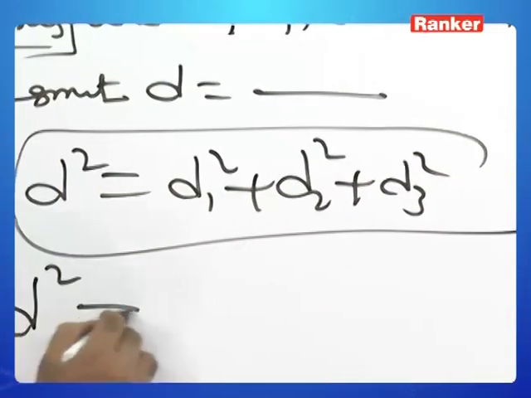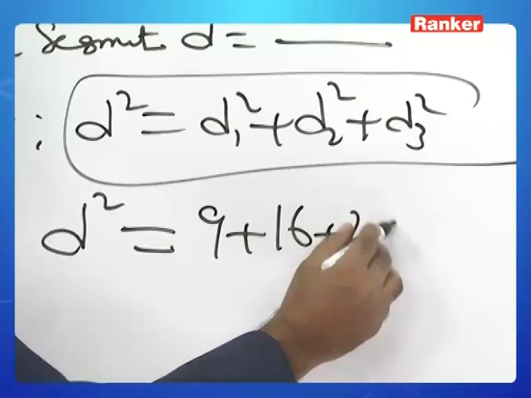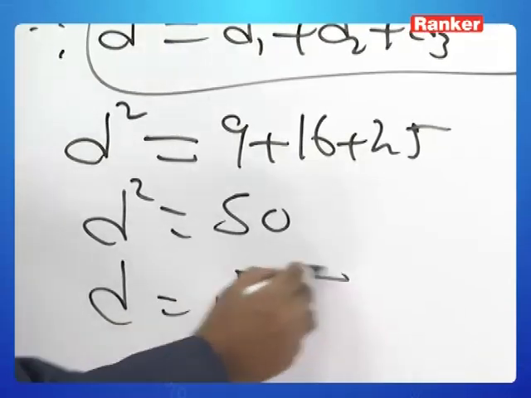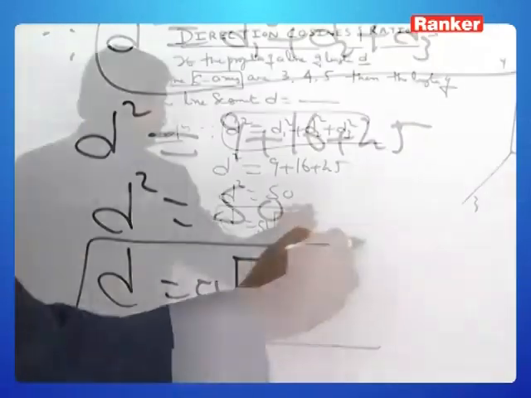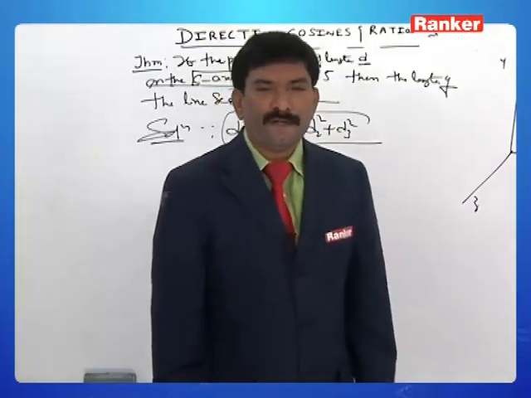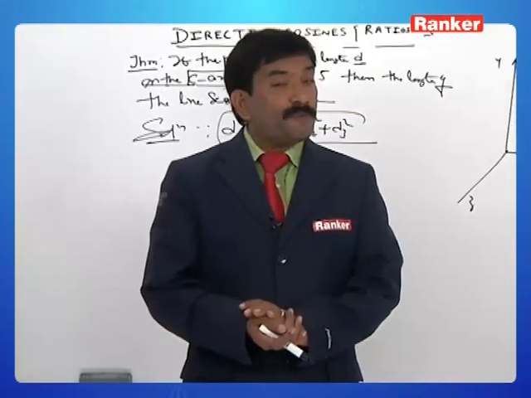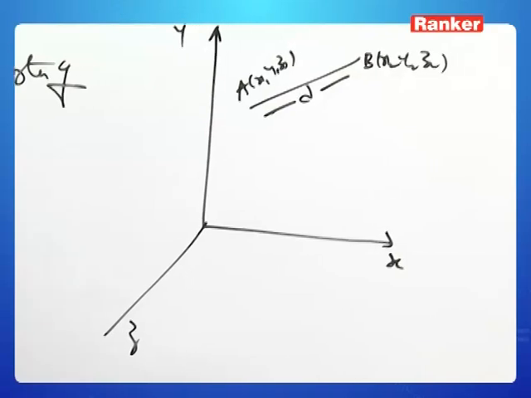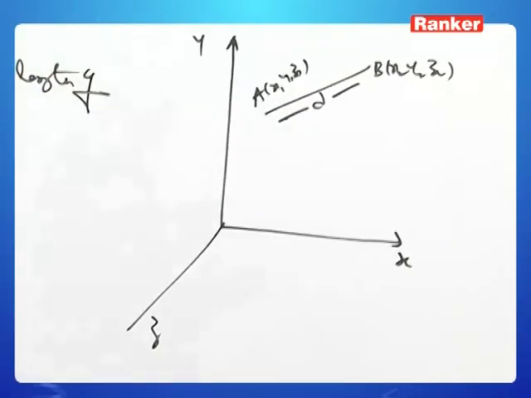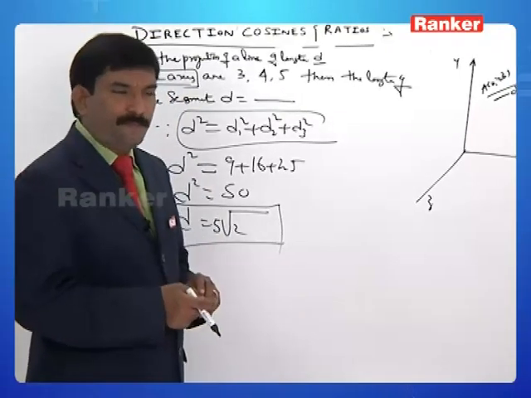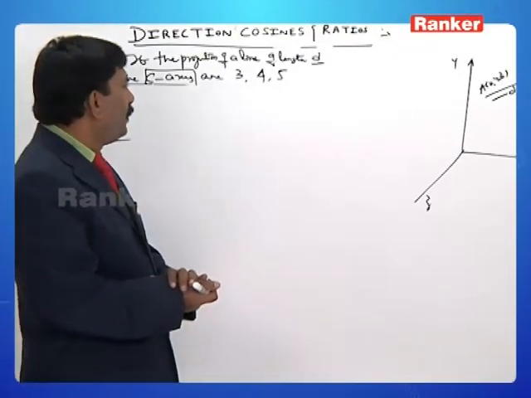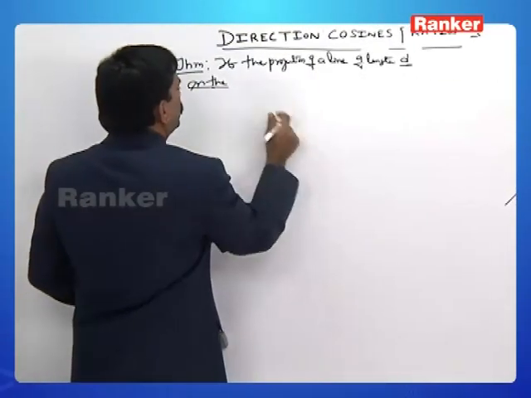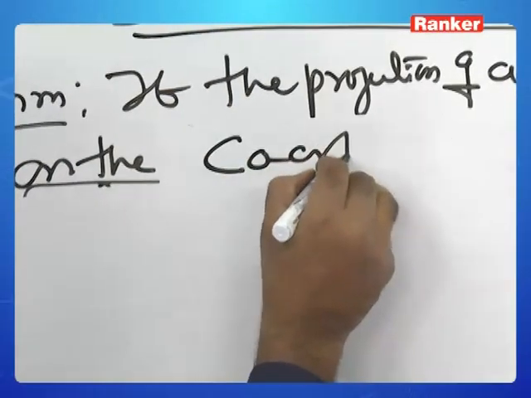Followed? Therefore, d square is equal to 9 plus 16 plus 25. Therefore, d square is equal to 50. Therefore, d is equal to 5 root 2, the length of the line segment. The length of the line segment having projections on the coordinate axis 3, 4, 5 is given to be 5 root 2. Okay.